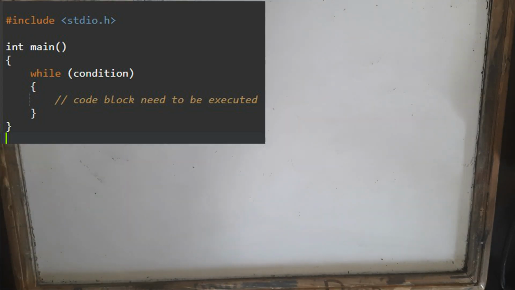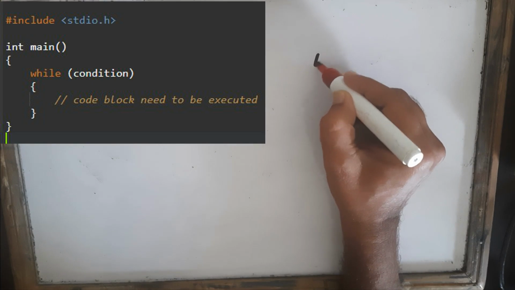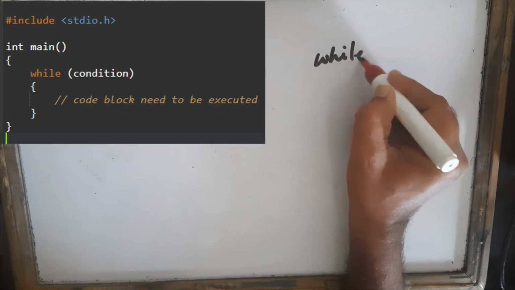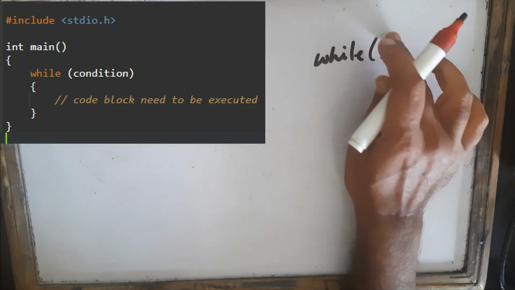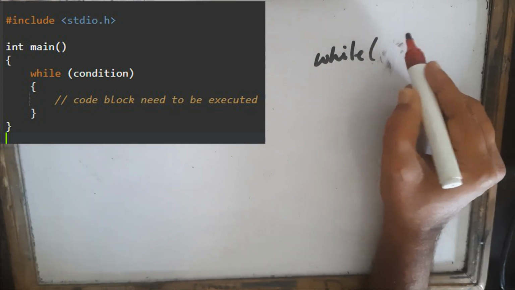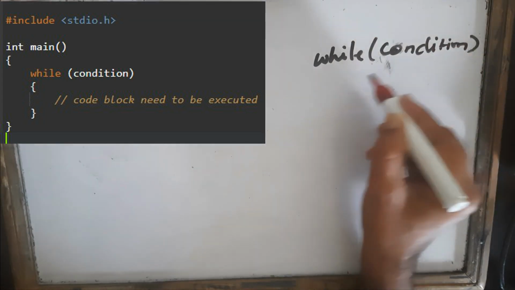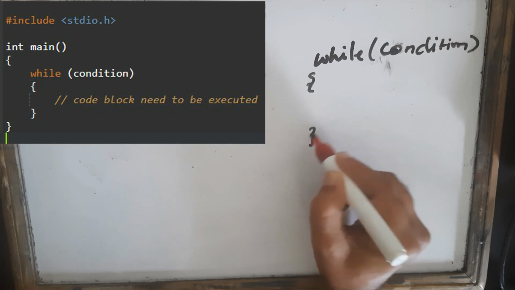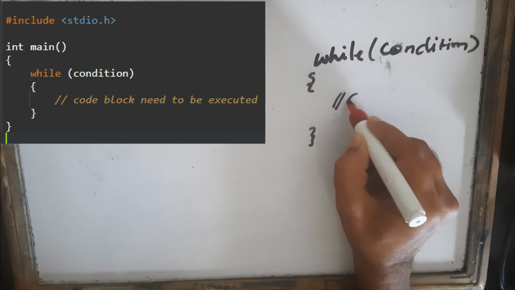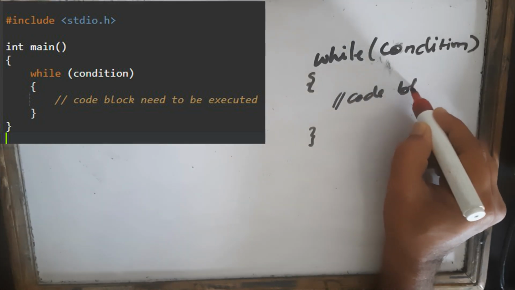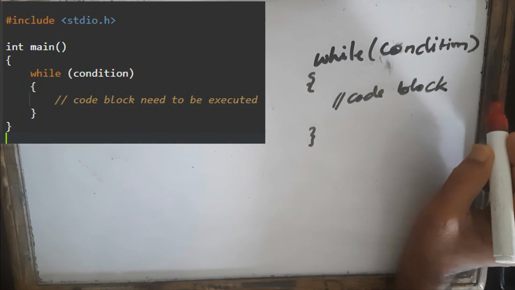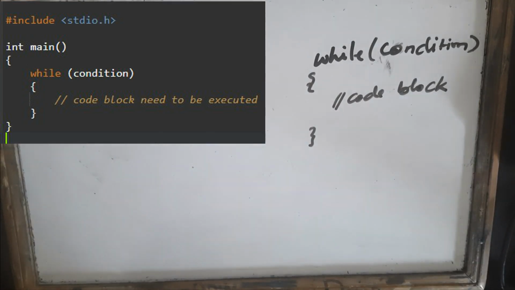In this chapter, we learn about the while loop. Okay, so this is the while loop. This is like a condition here. While condition, the code block needs to be executed here.